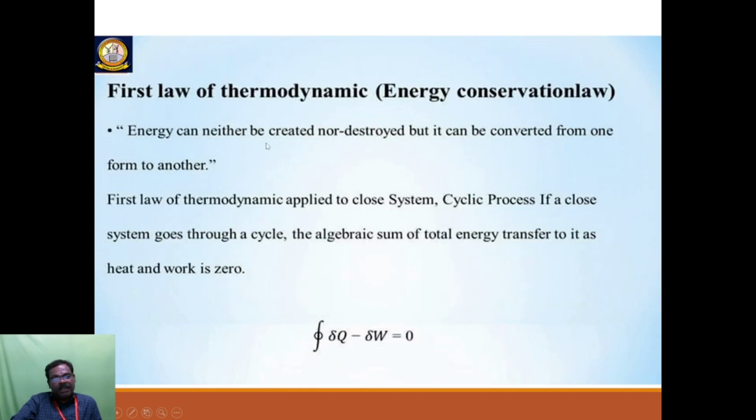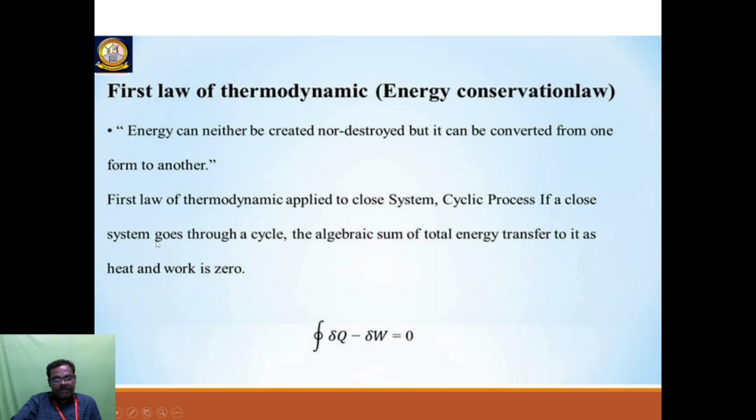Then you have the first law of thermodynamics. The first law is about a closed system undergoing a cyclic process. The net heat transfer and net work transfer are equal, so the summation of heat transfer equals the summation of work transfer. What is the condition? The system is a closed system and follows a cyclic process. So the first law of thermodynamics is applied to a closed system and a cyclic process.